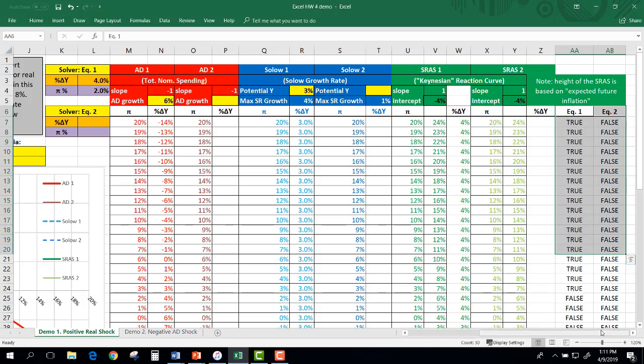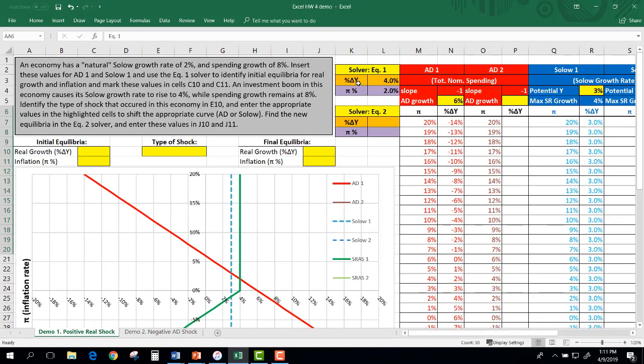And then I also have some equilibrium solver stuff over here, and you won't be able to even mess with that, but what you'll be able to do is look at the solver for equilibrium 1 and 2 and come up with the results for real growth and inflation rates based on our spending growth and solo growth rates. And if you're not familiar with this model, we've been talking about it in class quite a bit. I'm not going to rehash it completely right now, but I will invite you to watch the lecture video on aggregate supply and aggregate demand framework, which is also posted in the Unit 4 section in Blackboard.